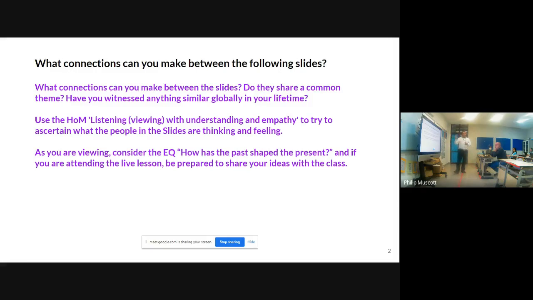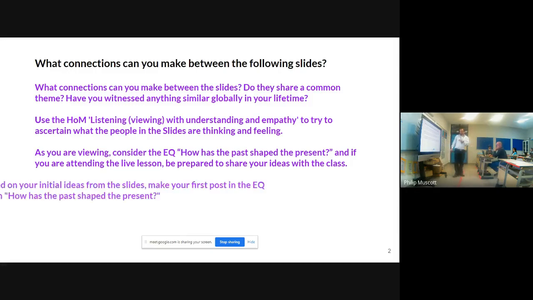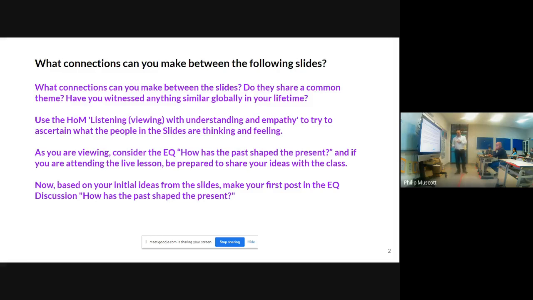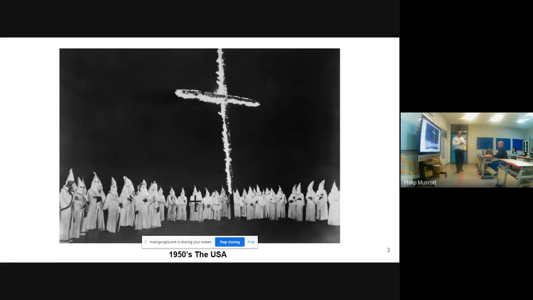Also, think about the big idea. How has the past shaped the present? In this case, we can say the topical EQ, what lessons can we learn from history? Okay, and then based on this, we're going to make our first post for the essential question. How has the past shaped the present? Okay, so take a moment to think about it. I will ask some questions to help you.